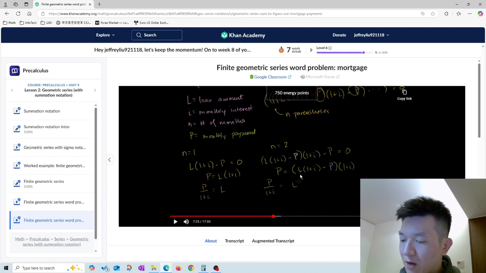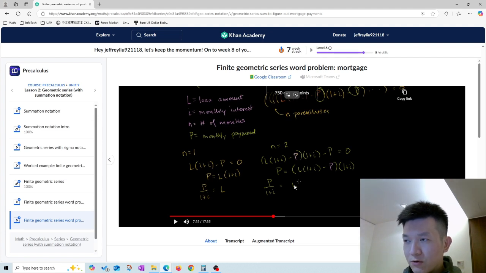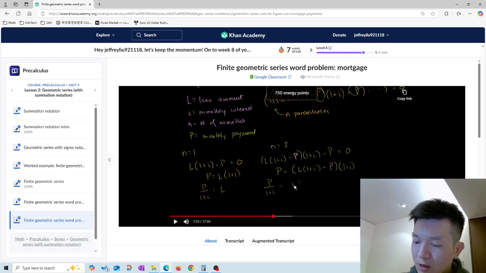200,000 times 1.005 minus P equals 0. I move the whole 1.005 to the other side, so that equals P divided by 1.005. So when you move the P around, you get 200,000, and divided by 1.005 on both sides, 200,000 equals P divided by 1.005. So that will be your first term, we'll leave it at that.